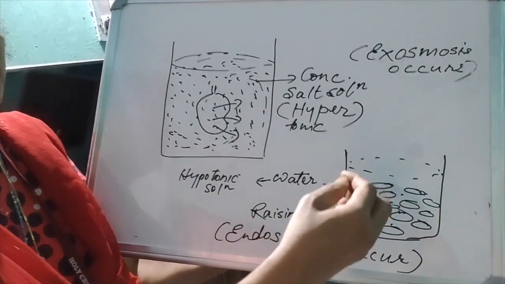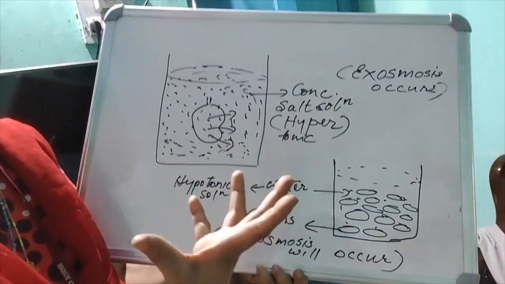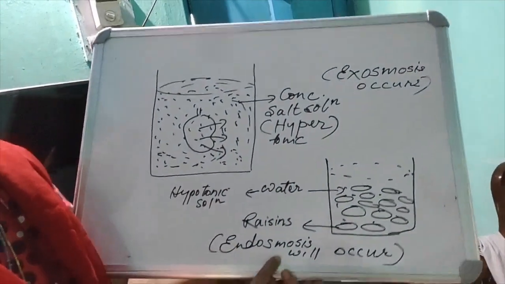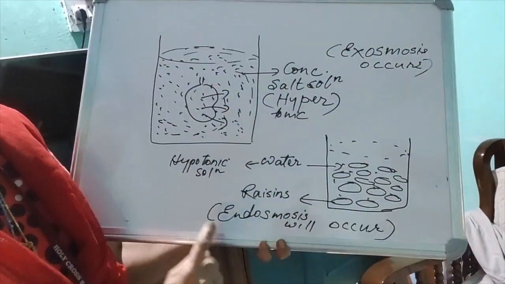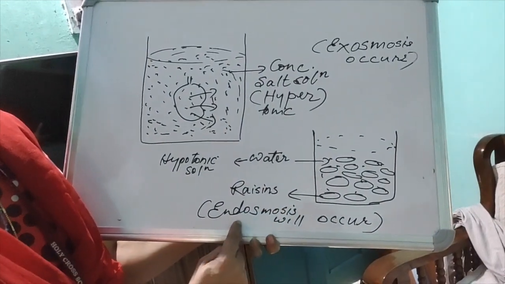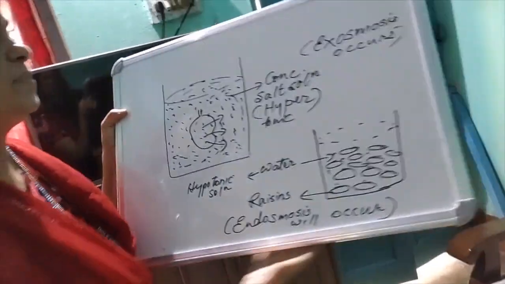After 2, 3, 4 hours, you can see the raisins will swell up. And that is endosmosis. So what do you understand here? In a hypertonic solution, exosmosis will occur, and in a hypotonic solution, endosmosis will occur. Now there is one more kind of solution, that is isotonic. The third kind of solution is isotonic. You will find it in the notes also. If you compare the concentration of the fluid inside the cell, that is cytoplasm, and the fluid in the surroundings of the cell, both are the same.